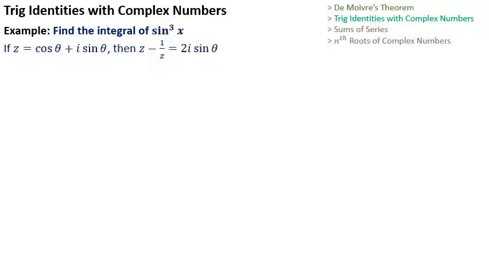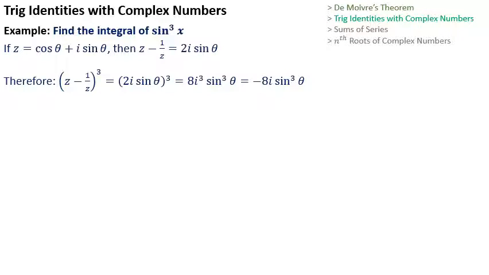Since we've got sine cubed and we would like it to be written in terms of multiple angles to make it easy to integrate, we're going to start by using this result, z minus 1 over z equals 2i sine theta. If we cube that, we get (2i sine theta) cubed, which turns into minus 8i sine cubed theta. All we need to do now is expand out this stuff and divide it by minus 8i, and we'll be left with sine cubed theta. So that's what we do.